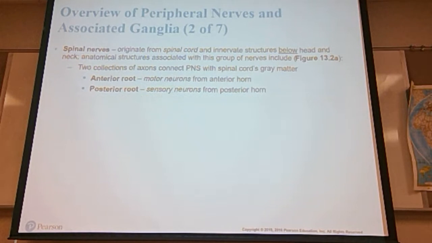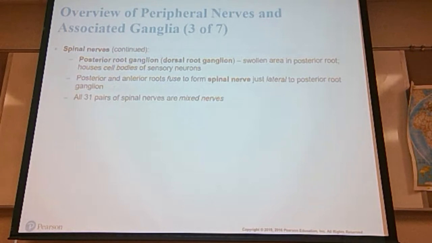Your spinal nerves are the nerves that originate from the spinal cord. They innervate structures below the head and neck. These anatomical structures are associated with the roots, which include two collections of axons connecting the peripheral nervous system with the spinal cord's gray matter. You have the anterior motor root, which has motor neurons from the anterior horn, and you have the posterior sensory root, which has sensory neurons from the posterior horn.